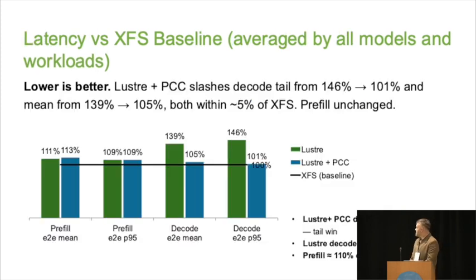Going further, the second metric is latency, and here you can see that for the prefill phase, Lustre is more or less the same as XFS, and for the decode phase, Lustre with PCC enabled demonstrates almost the same performance as XFS. But without persistent cache, Lustre demonstrates up to 50% worse results.